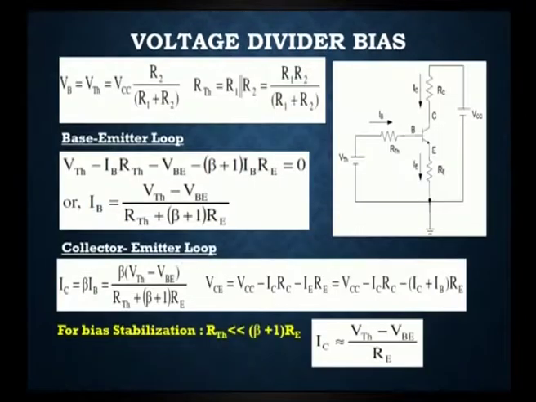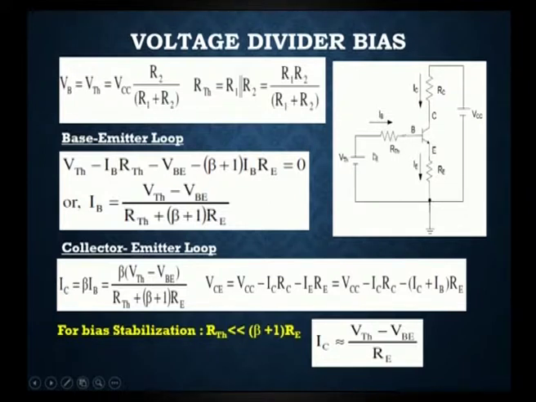R1 and R2 divide the supply voltage. Also, with the help of this circuit we can make a Thevenin equivalent. If we make the Thevenin equivalent, the base voltage VB becomes VTH, which is equal to VCC into R2 divided by R1 plus R2. And for the Thevenin equivalent resistance, since R1 is parallel to R2, it comes to R1 into R2 divided by R1 plus R2.